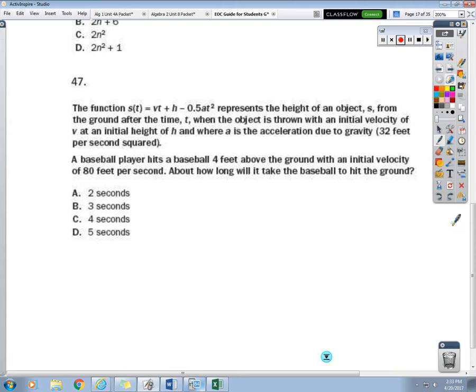The function s of t equals vt plus h minus 0.5 at squared represents the height of an object s from the ground after the time t when the object is thrown with an initial velocity of v at an initial height h and where a is the acceleration due to gravity, 32 feet per second squared. Okay, so this is what I'm going to do first. Because all that was just, I don't even remember what I read, because that was just too much. I'm going to rewrite the equation at least.